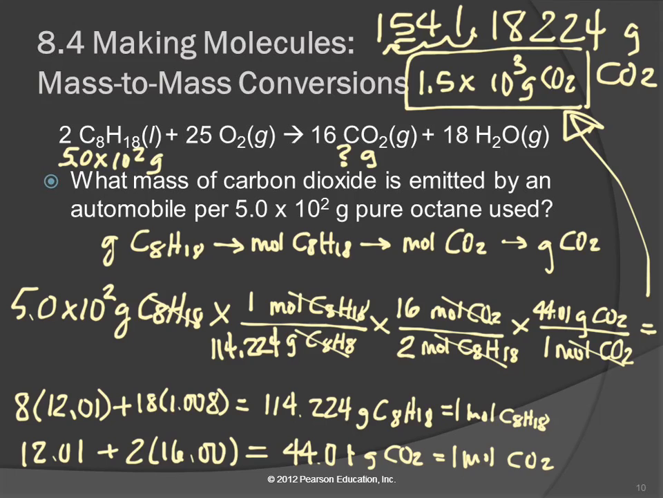This is the typical mass-to-mass stoichiometry problem. It's a very, very central part of chemistry. Because when we do chemical reactions, the compounds and the elements react by numbers of atoms and numbers of molecules. But we can't measure them that way. We have to measure them with mass. And so we end up doing these all the time.